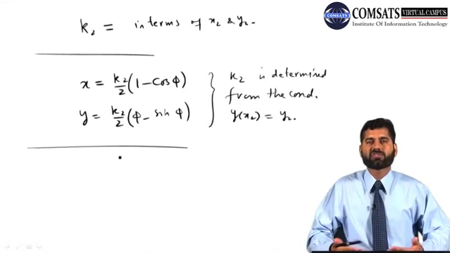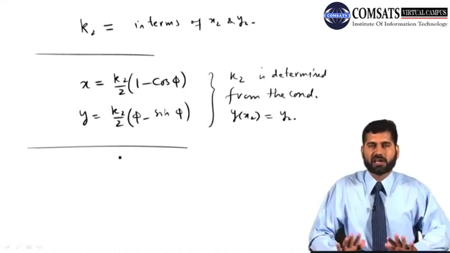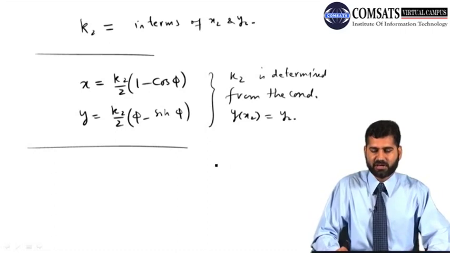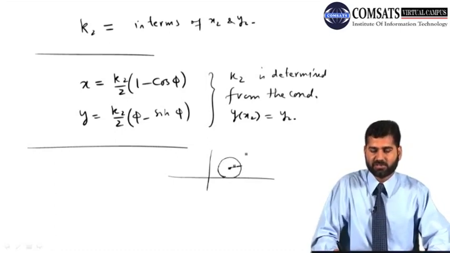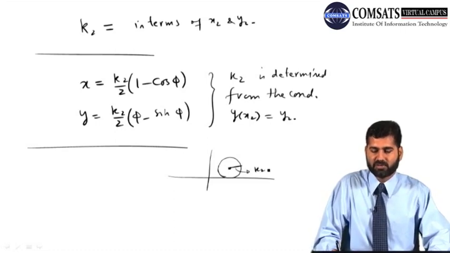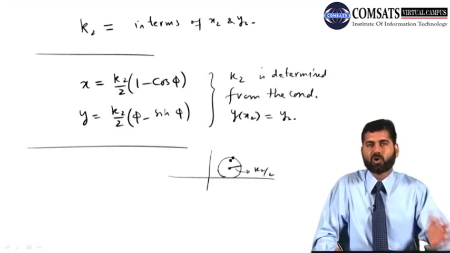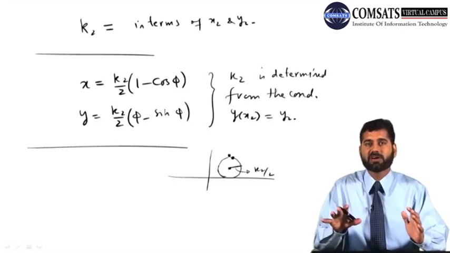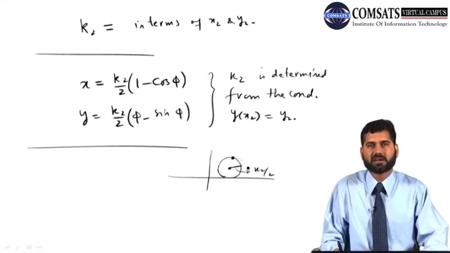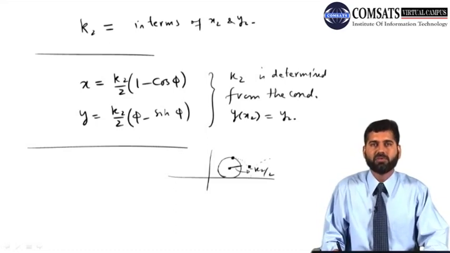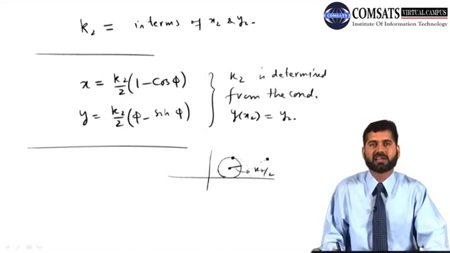So basically we were interested in the curve and we got the curve. The curve is a cycloid. If you remember, a cycloid is a curve where, if I take a circle with radius k2 by 2, and take any point on it and roll the circle without slipping or sliding, the curve traced by this point gives you the cycloid.